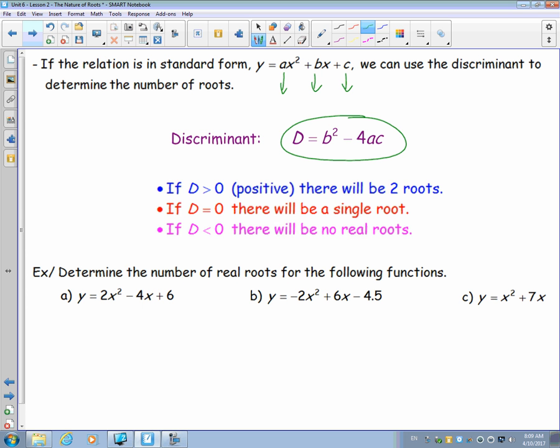It turns out that if you get a discriminant that is positive, then that means there's always going to be two roots. If your discriminant comes out to 0, there'll be a single root. And if your discriminant comes out to a negative, you can't actually calculate the roots. So there are none.